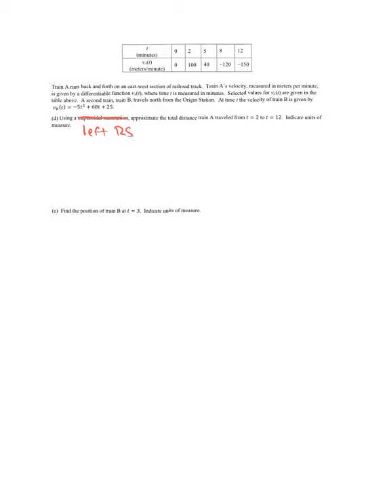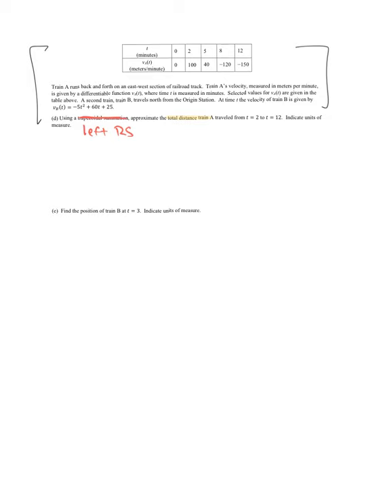All right, so the stuff up here is the same as the directions. I just copied it over so I can refer to it. Okay, so for this one right here, they want us to use a left Riemann sum, because I just changed those directions, to approximate total distance of train A, so from t equals 2 to t equals 12. So this is a little bit different.